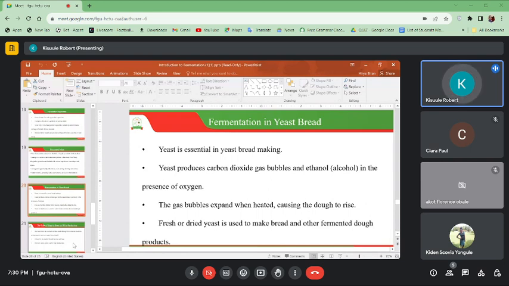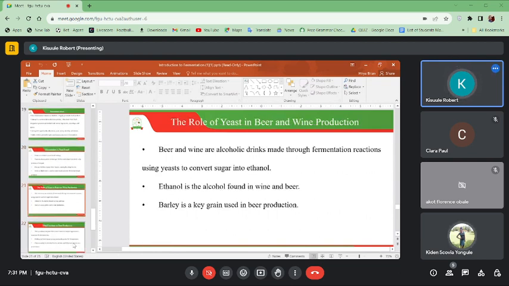Okay. So what is the role of the yeast in beer and also wine production? Beer and wine alcohols are made through fermentation reaction using yeast to convert sugar into ethanol. Okay, you could go the other way of using distillation, but really we would get something better here when we use fermentation. And we are saying ethanol is an alcohol found in wine and beer. And also we are saying barley is a key grain used in beer production.